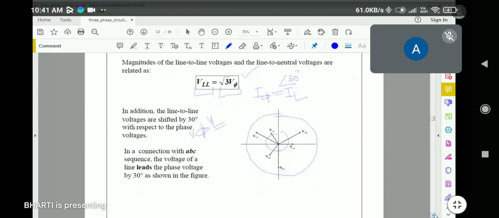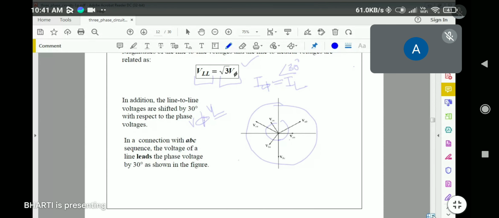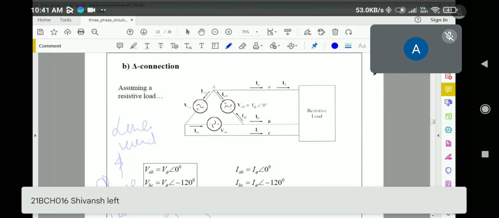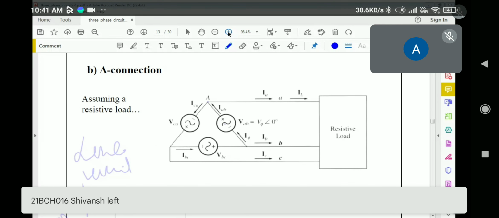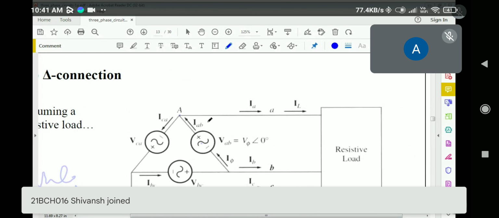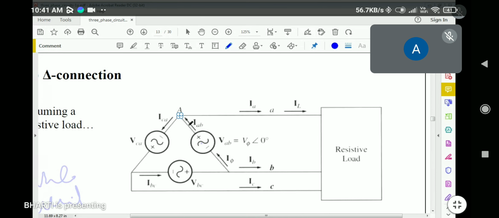Now coming to the next, that is delta connection. Now look at the delta. In delta, for example, we have taken a resistive load. Now in case of delta, if you see the current, that is A current, or in the A phase, it is coming at this particular point, and here that current is being bifurcated, we can say. This current is being divided into IAB and ICA. Is it clear? AB and CA.